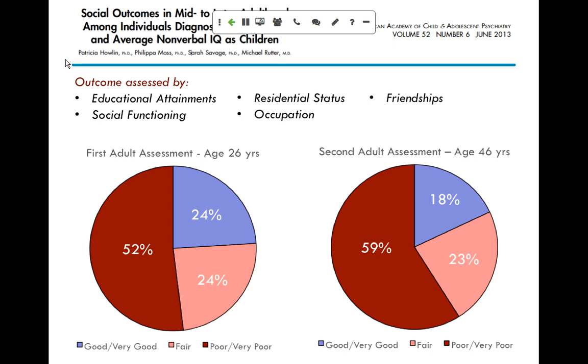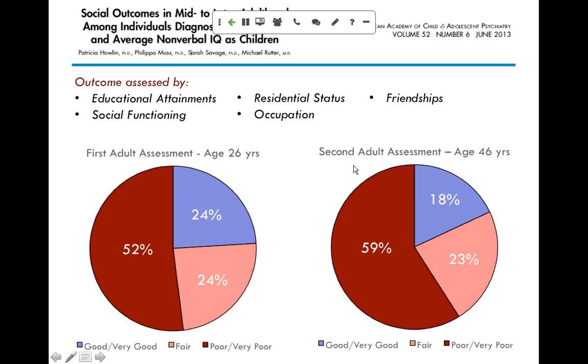So if you look at this slide here, the best research on adults with autism is done by Patricia Howell in the UK. And her studies, if you look first on the left here, she was assessing outcome by these means, which basically, do they have a job? Are they living independently? Do they have successful social relationships? And only 24% of this group of adults with no cognitive impairment had a good or very good outcome. The majority of them, if not the vast majority of them, had a poor outcome.